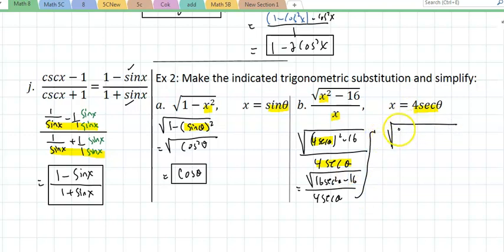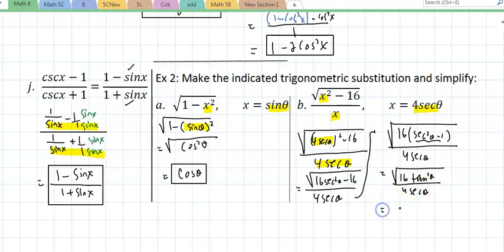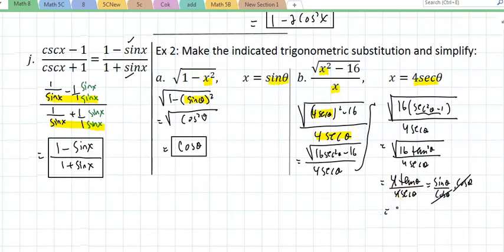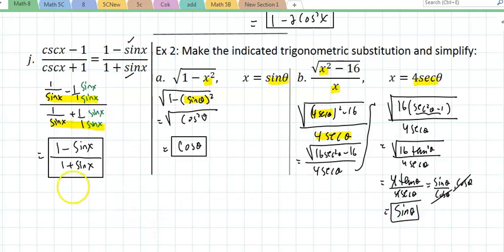That would be the square root of, if I factor a 16 out, that's the secant squared of theta minus 1, over 4 secant of theta. That is the square root of 16, and secant squared of theta minus 1 is tangent squared of theta. And that would be 4 tangent of theta over 4 secant of theta. This is sine of theta over cosine of theta, and secant is 1 over cosine of theta, and I'm left with a sine of theta. And that concludes this section.